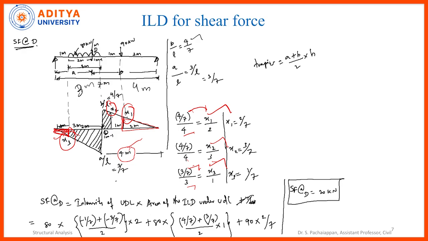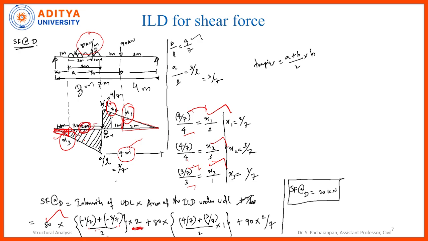Now, what do I have to do? You see, the 80 kilonewton per meter is multiplied by the corresponding shaded portion. This is one trapezoid and then we have another trapezoid. So, (A plus B) by 2 into H, where the parallel sides are x3 and A by L. So, H is 2 meters. So, this is this diagram. Okay. So, this is this diagram. The UDL is acting over 2 meters here. I am marking here it is acting over 2 meters.